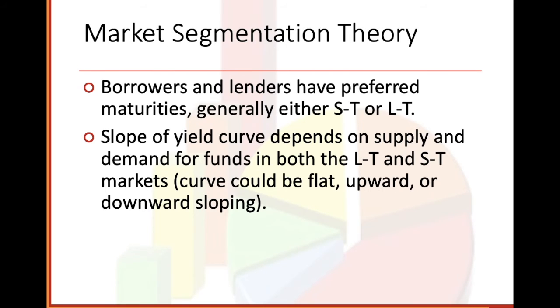Market segmentation theory: borrowers and lenders have preferred maturities, generally either short-term or long-term. The slope of the yield curve depends on supply and demand for funds in both the long-term and short-term markets. The curve could be flat, upward, or downward sloping.